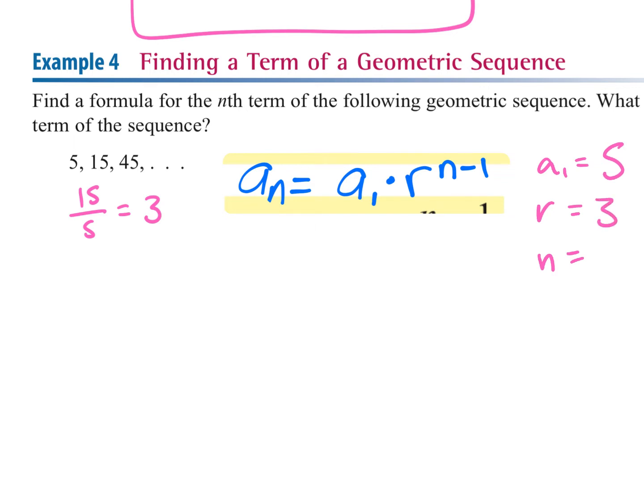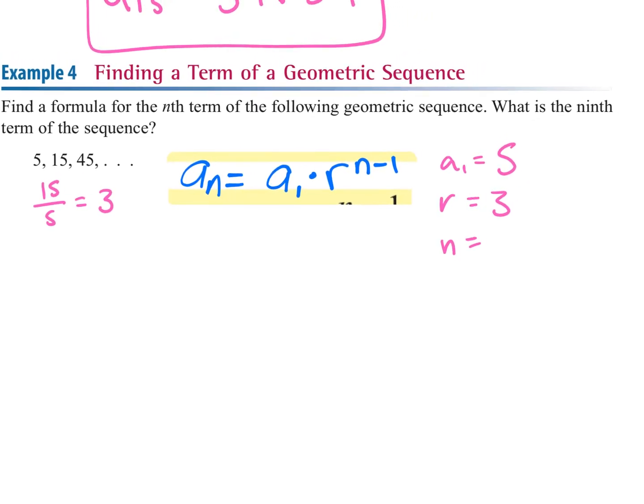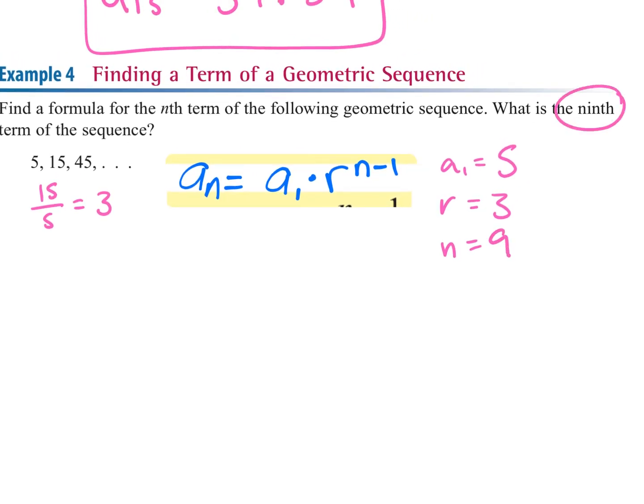And then what is n? Your last term? Oh, wait, no. n is just the number that it tells us to look for. So what's that here? 9. The 9th term. When was it that n was your last term? That's when we do the sum.